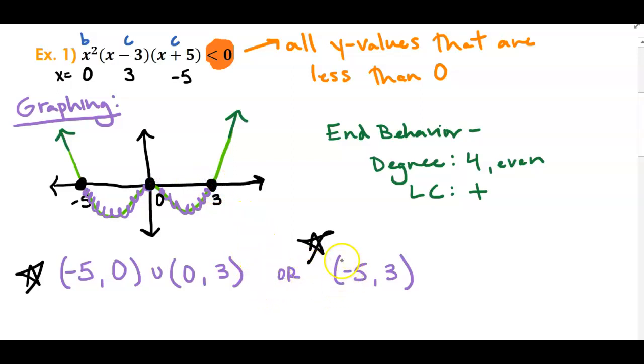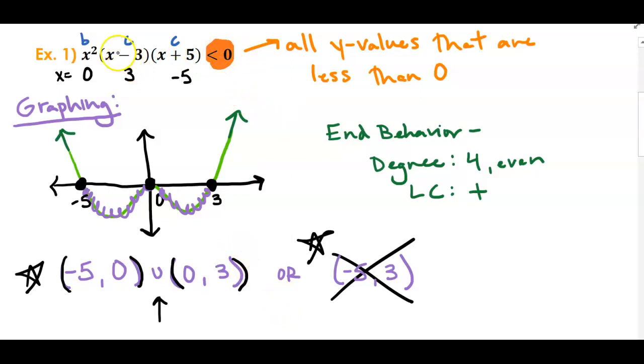And so if I'm looking at the second example, no, this is not true. Not every x value from -5 to 3 gives me a y value that's less than 0. At 0, that's not the case. It is not less than 0. And so I need to make sure that I am stopping at every single x-intercept here, and I'm not including 0, which means you'll notice I have parentheses around every single one of my x-intercepts.